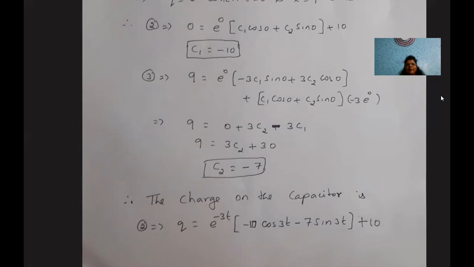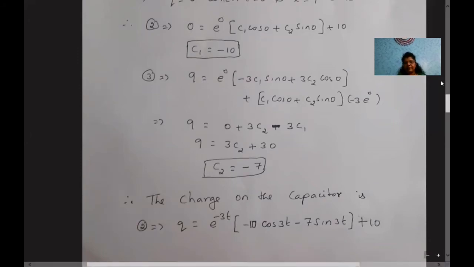Replace the values of c1 and c2 in equation number 2 to get the required charge on the capacitor. That is, q equal to e power minus 3t into minus 10 cos 3t minus 7 sin 3t plus 10. We'll move on to the second problem.